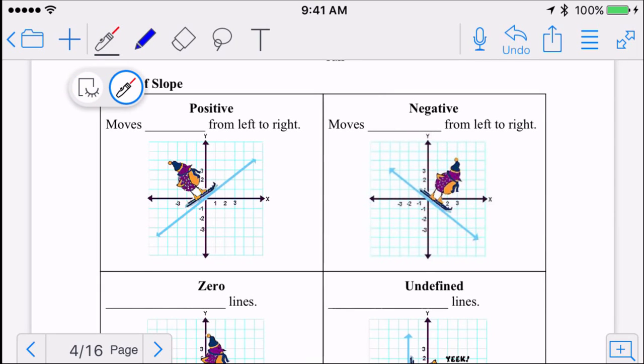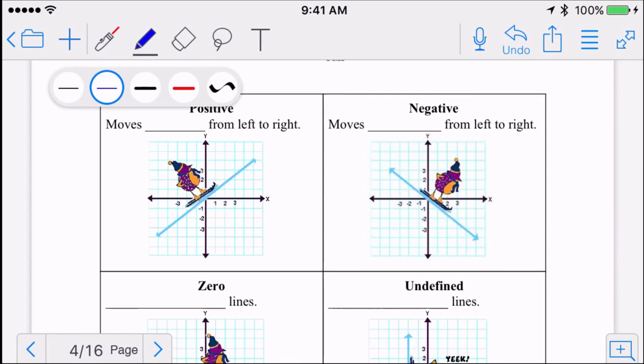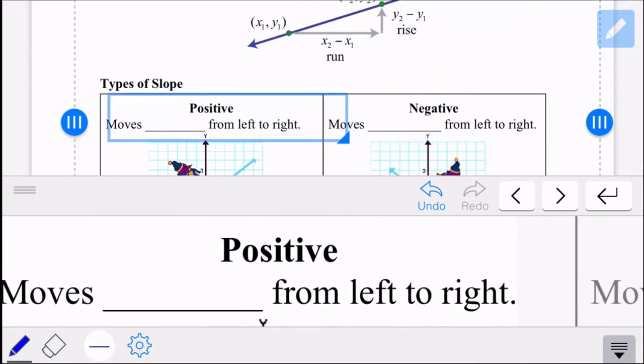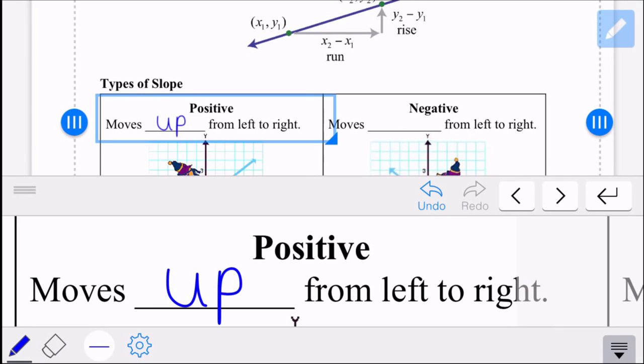All right, hopping on down to our types of slope. We want to review this with you. We've got positive slope. What's positive slope? Well, that moves up from left to right. Big idea here, left to right. Think about it just like you're reading a book. As you move left to right, what's your function doing? This time it's going up. That's going to be a positive slope. So it moves up from left to right.